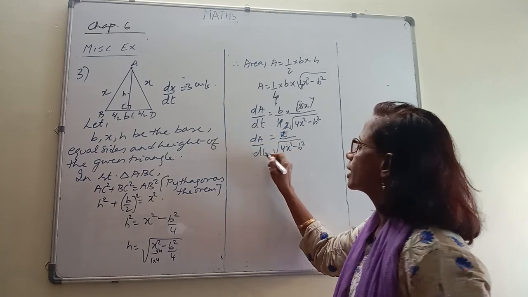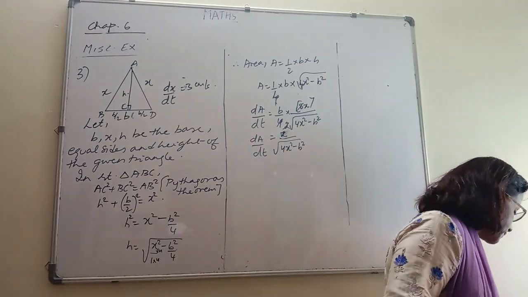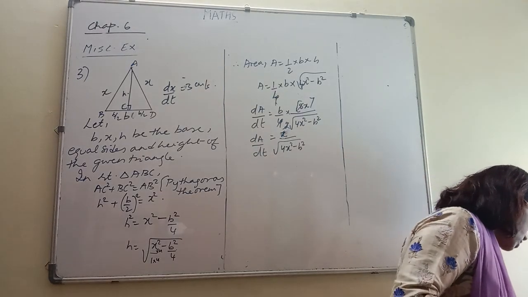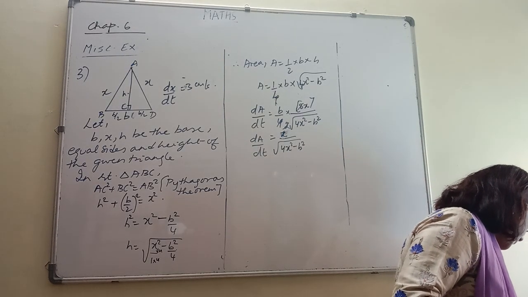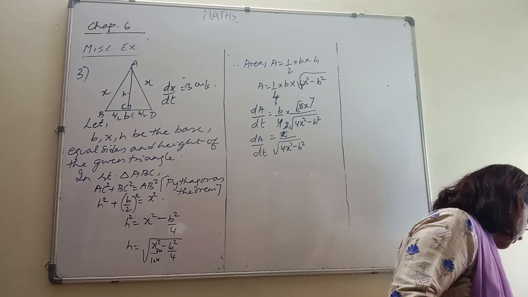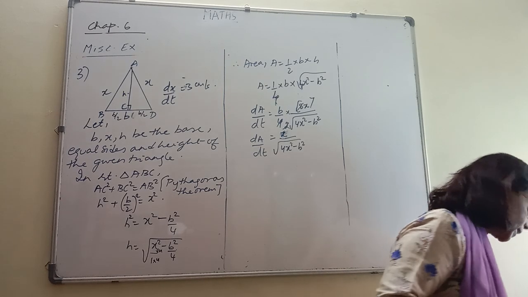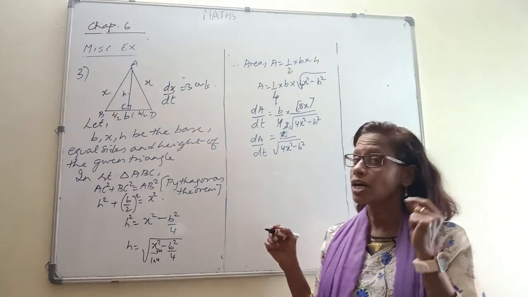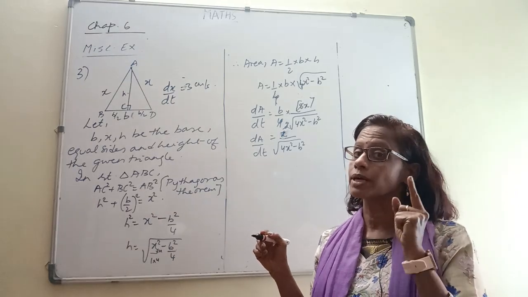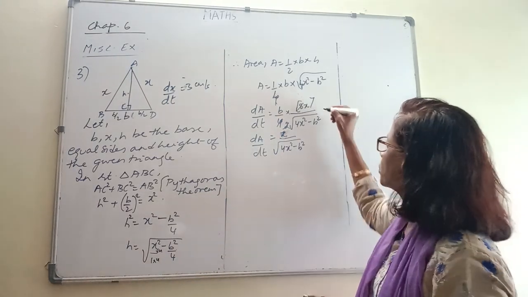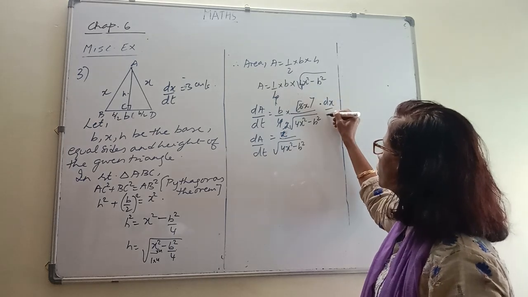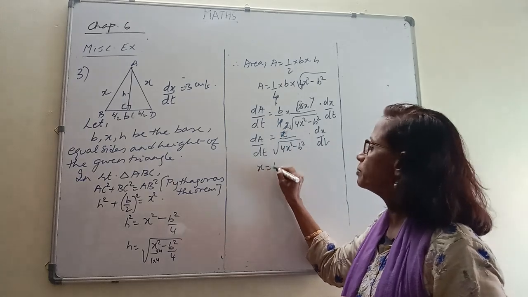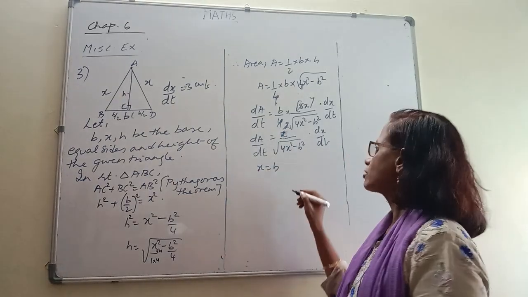Okay, let's see what they ask us. They ask how fast is the area decreasing. They are asking us the rate of change of area. So that's the thing that we have to find. When the equal sides become equal to the base, that's been told to us. One more thing, this is with respect to t, so we have to account for dx by dt. So this has to be done at x equal to b, because they've told us to take x as b. So let's see what comes.